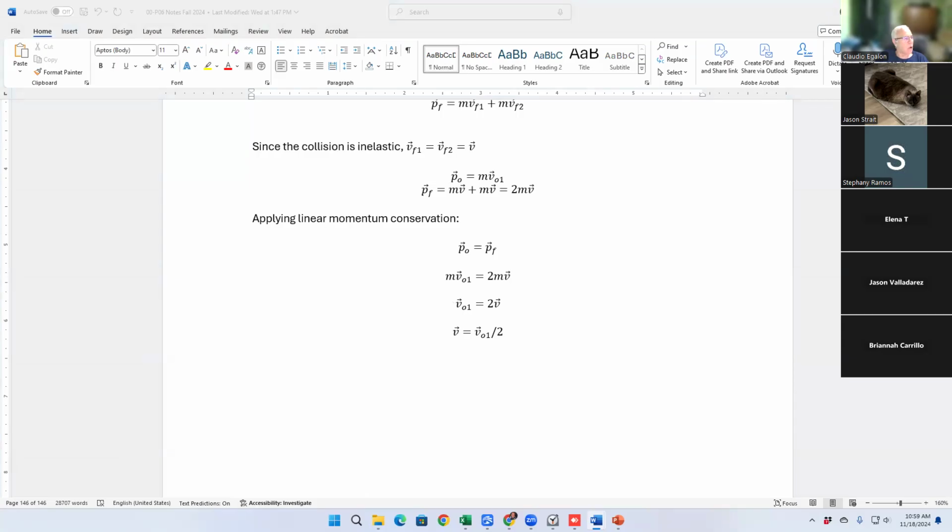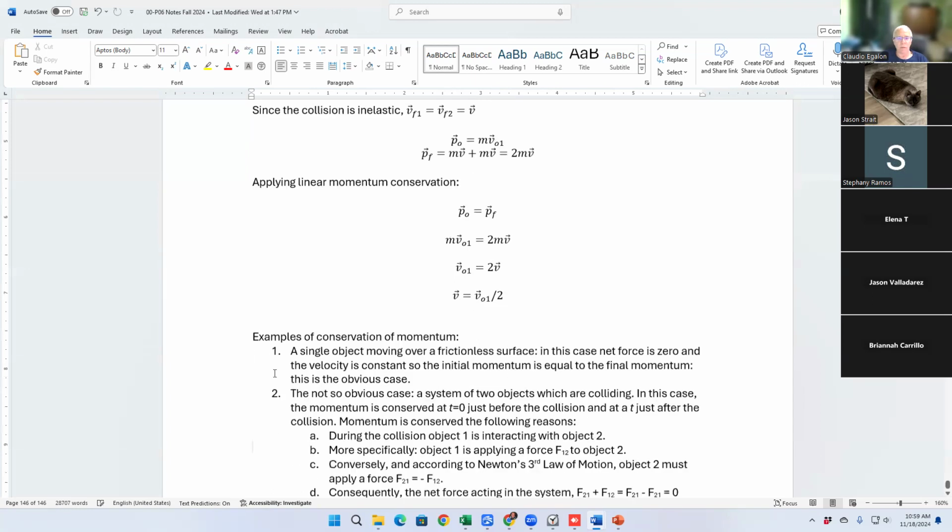So I'm just going to copy and paste what I wrote in my previous note that I think is better written than what I did so far. Okay, so here you go. Examples of conservation of momentum, right?